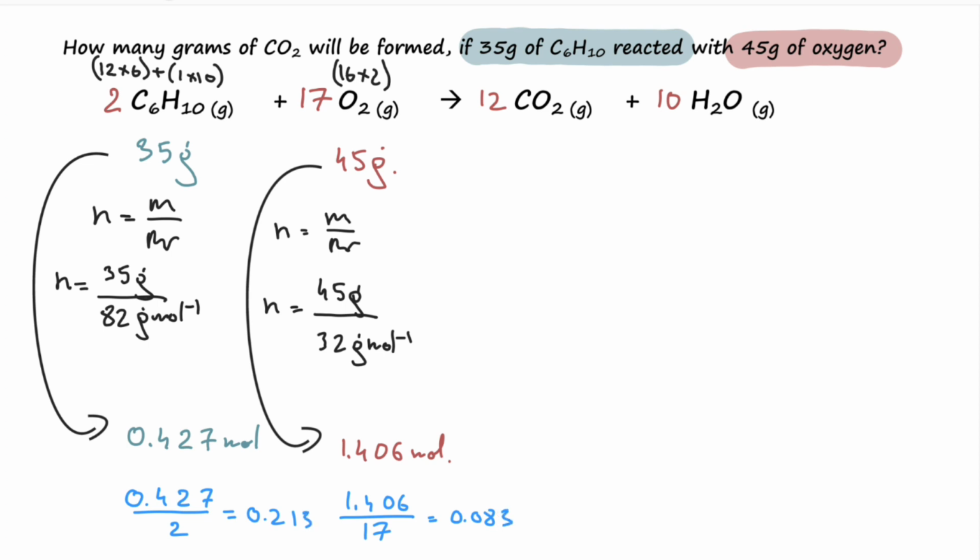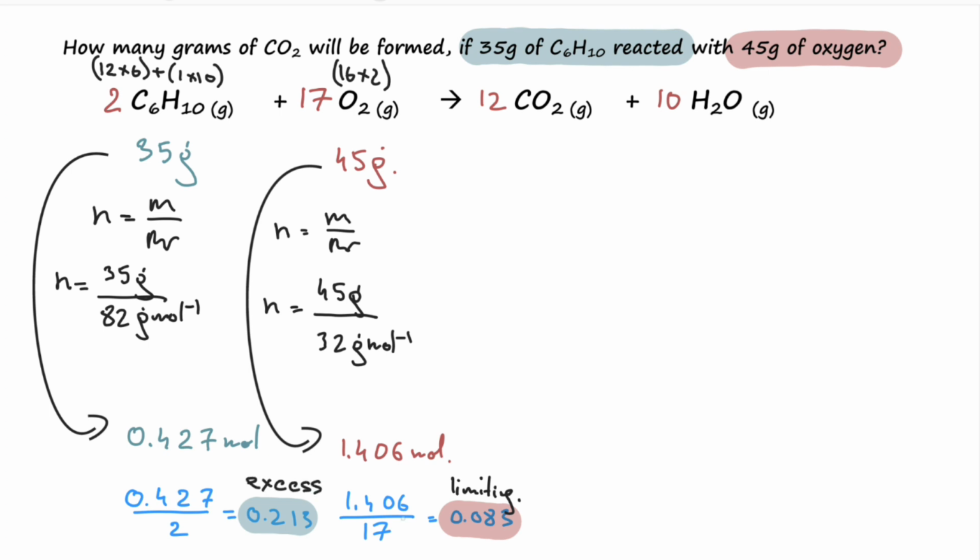So, okay, now you have two values. Which of the values will be smaller? It will be the limiting reagent. Which one will be bigger? It will be the excess. So this value is smaller, that's why you assume it as limiting. And this is the bigger value, so it will be excess.